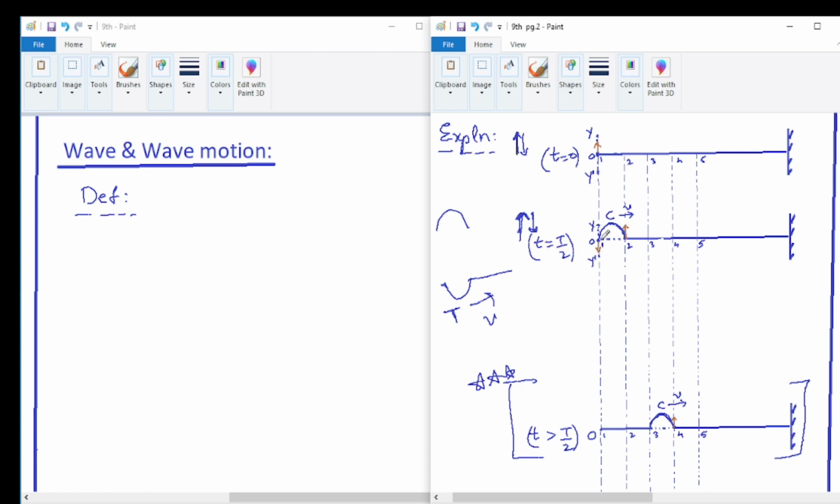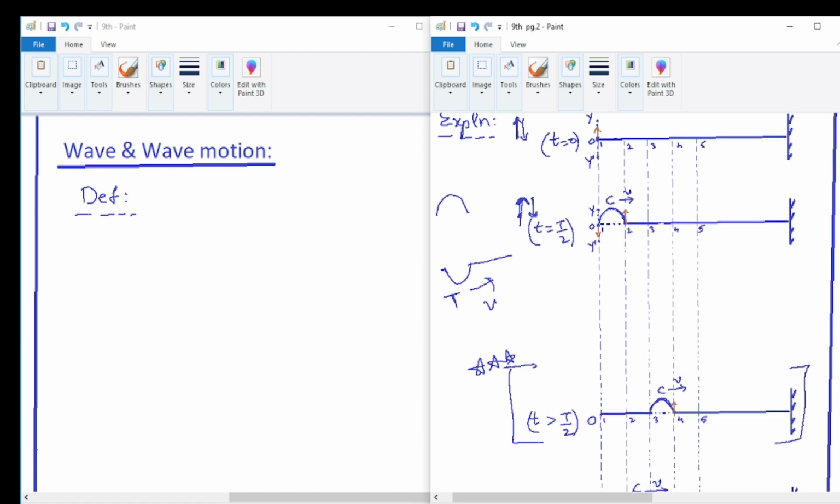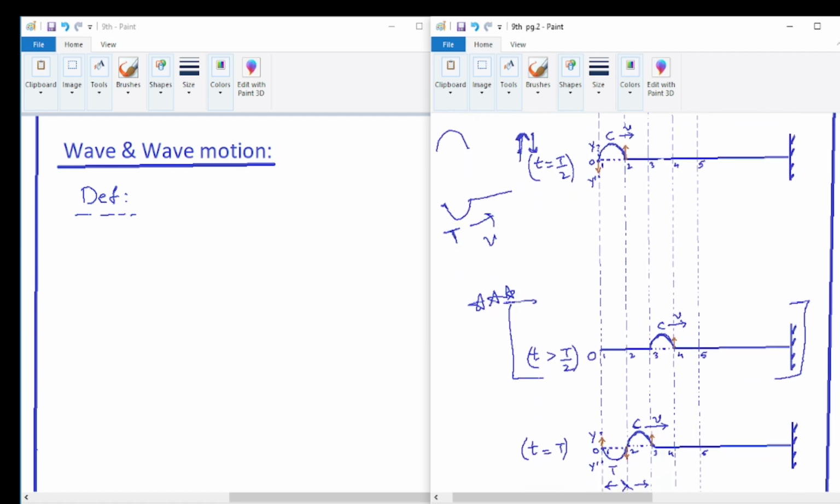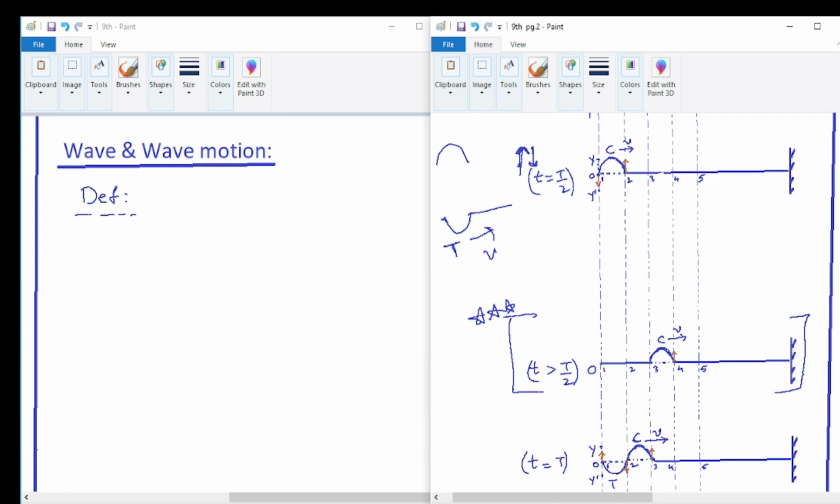That means the left end of the string, that is particle 1, which we are holding in the hand, let it be moved from O to Y dash and then Y dash to O. Then what happens is a trough gets formed. A trough, easy. So observe the cursor compulsorily. A trough gets formed. Then how will the diagram be? The diagram will be exactly like this. This is very important. This will be the diagram.